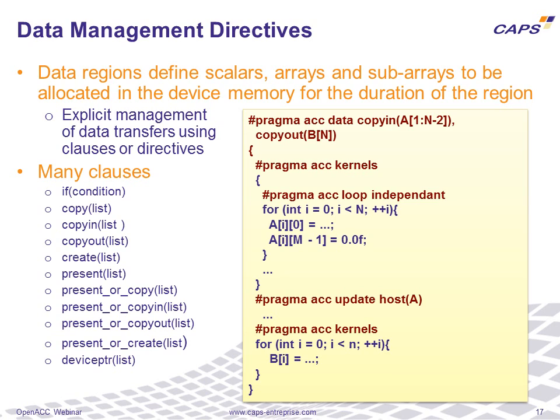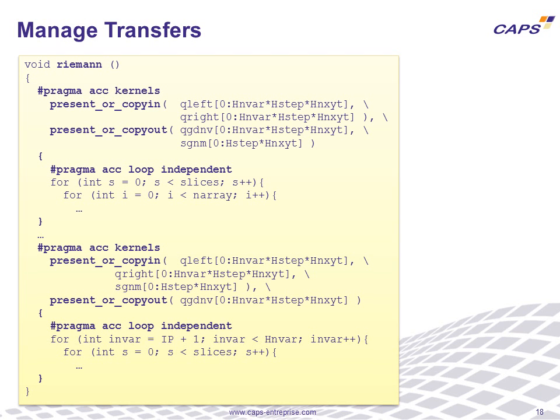To manage transfers, you may use the copy, copyin, or copyout clauses according to the input-output policy of the variables. The present or copy clauses declare data that may be present on the hardware accelerator. If the data has already been allocated on the GPU, its value will be used. Otherwise, the data will be allocated and copied onto the device. Do the data need to be initialized on the hardware? Do the data computed by the device need to be retrieved on the host?